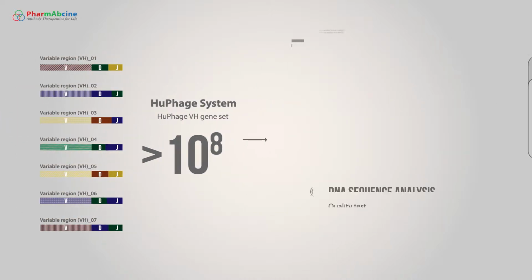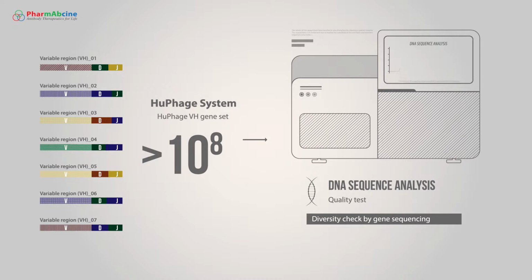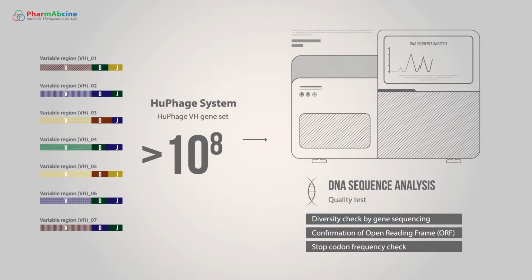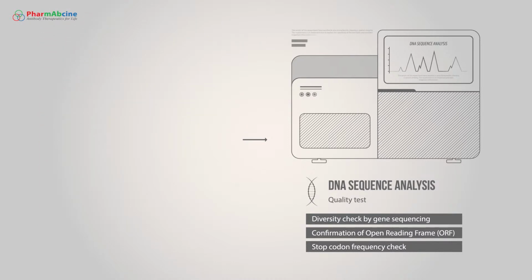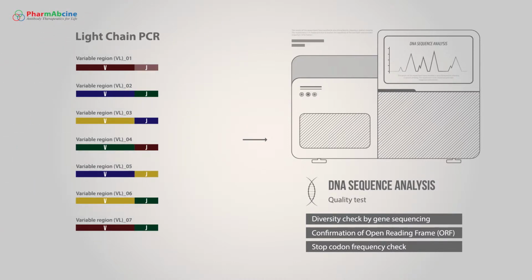These amplified antibody DNAs are tested for their variety, ORF existence, and mutation through a sequence listing analysis. HuPhage's quality relies on these tests. The light chain variable region DNA set is also composed in the same way.